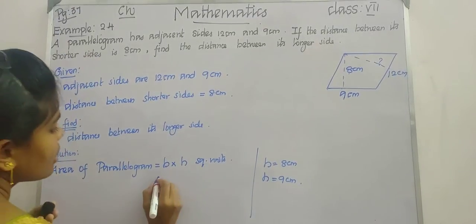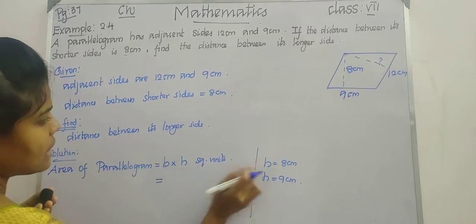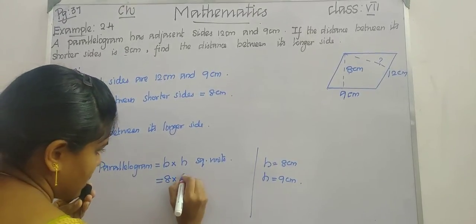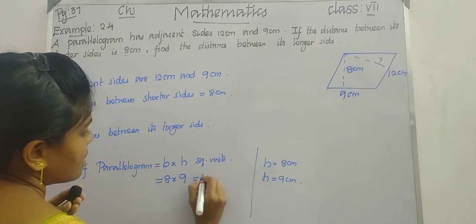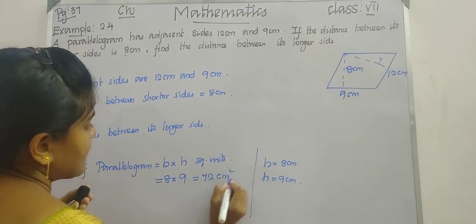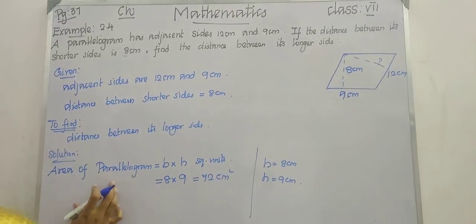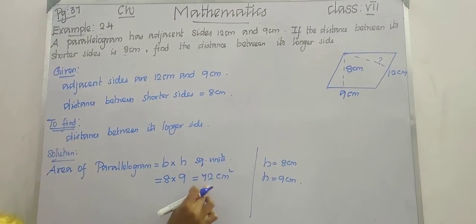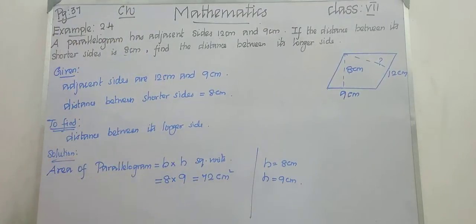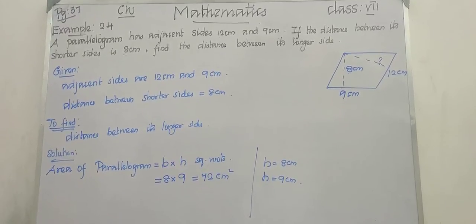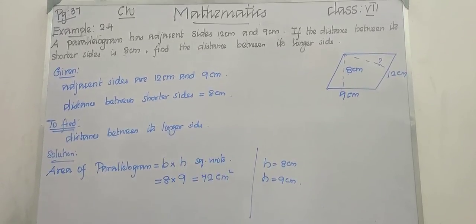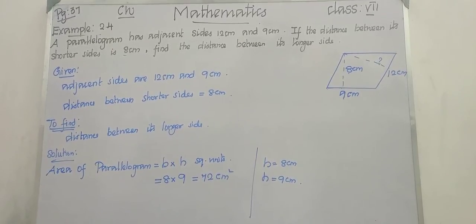So base equals 8 centimeter and height equals 9 centimeter. 8 9s are 72, so 72 centimeter square. This is the area of this parallelogram. Now we have the area of the parallelogram, and we also have the length of the longer side. Now we can find the distance between the longer side, that is the height of the longer side, very easily.